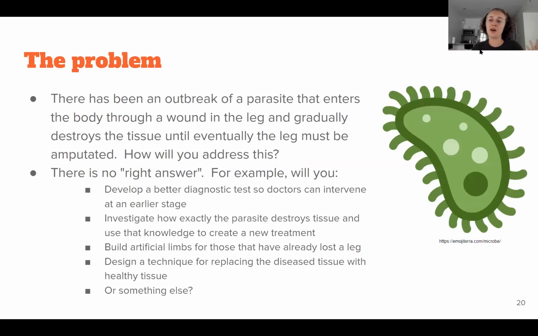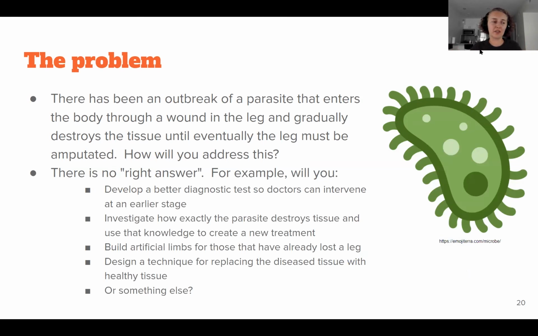So imagine you are a biomedical engineer, and this is the problem you want to address. Imagine there's been an outbreak of a parasite that enters the body through a wound in the leg. And once it enters the body, it gradually destroys the tissue, the skin and muscle and bone over time, until eventually the leg needs to be amputated if it can't be salvaged. So how would you go about addressing this problem?